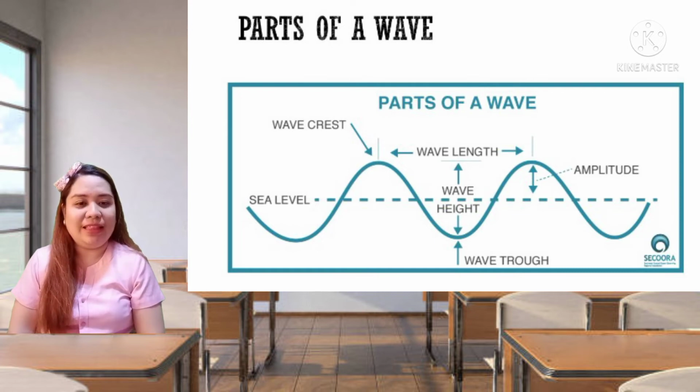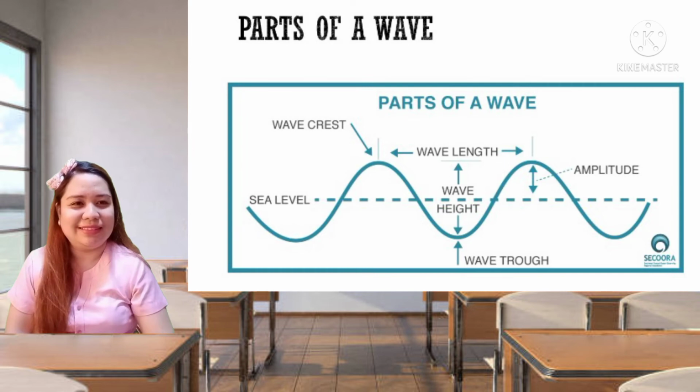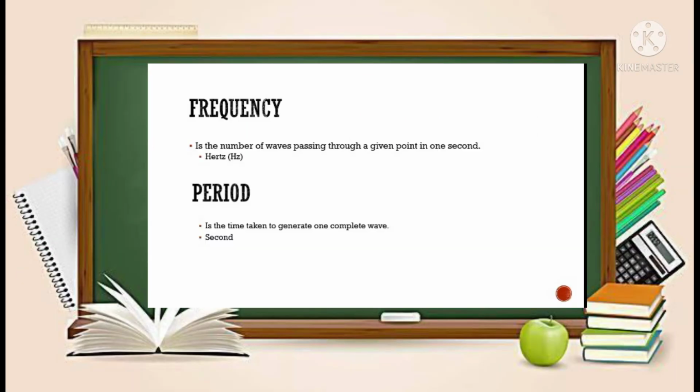And the wavelength of a wave is simply the length of one complete wave cycle. Frequency is the number of waves passing through a given point in 1 second. The unit of this is hertz. Next is period. It is the time taken to generate one complete wave. The unit of this is second.